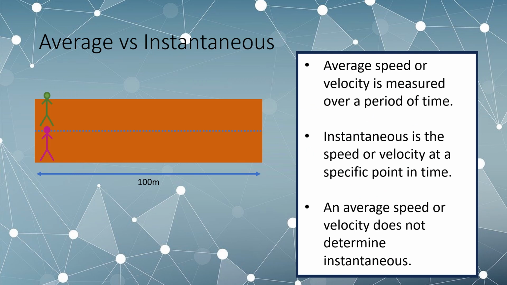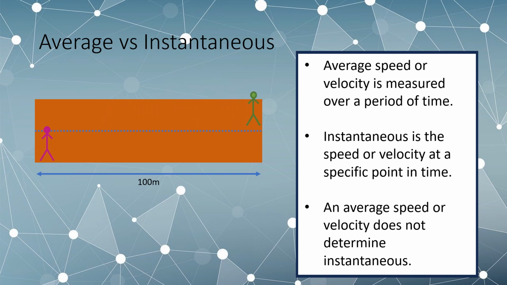An important thing to note is the difference between average and instantaneous speeds and velocities. Average speed or velocity is measured over a period of time, whereas instantaneous is the speed or velocity at a specific point in time. Let's look at a runner running 100 meters. If we were to record how long it took them, we would have their distance and their time. So we could calculate their average speed, because speed is equal to distance over time.